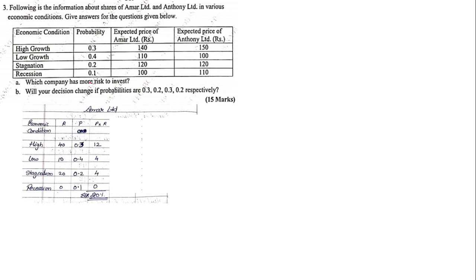Okay, and the probabilities which they are giving you are negative 0.3, 0.4, 0.2 and 0.1. We will multiply, we get PR, so it will be 12, 4, 4, 0. Add up, we got 20, so our expected return for the sum is 20%.